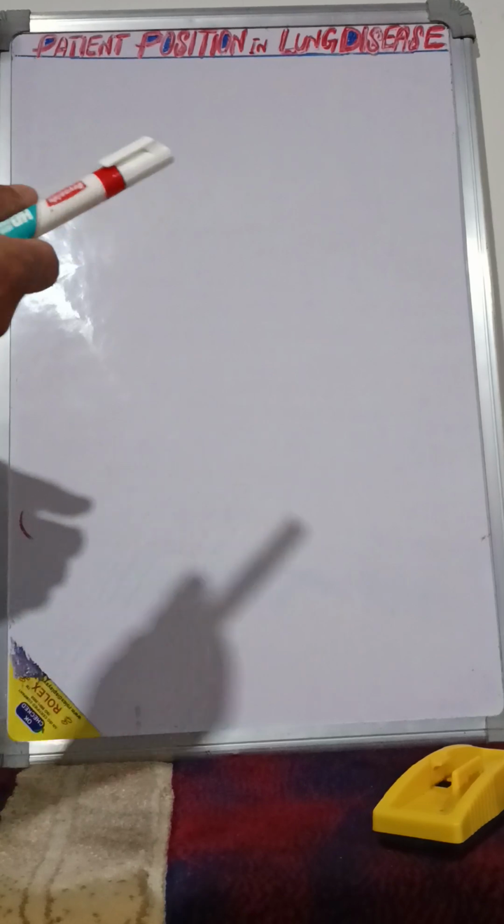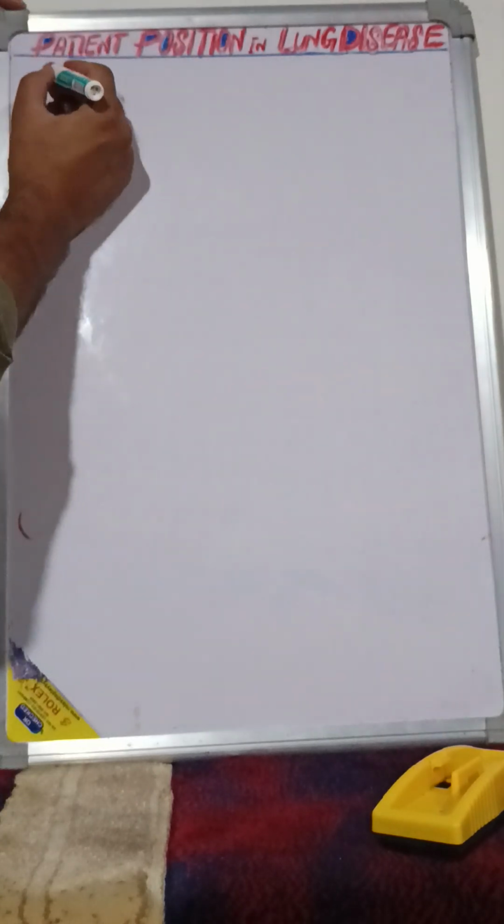Today we will see the position of a patient in different lung diseases. What should be the ideal position of a patient, whether he or she is at home or has been admitted in the hospital? What should be the ideal position of a patient in the bed, so that his ventilation will improve, so that there occurs perfect ventilation perfusion matching? So let us first see the position of a patient in pleural effusion.